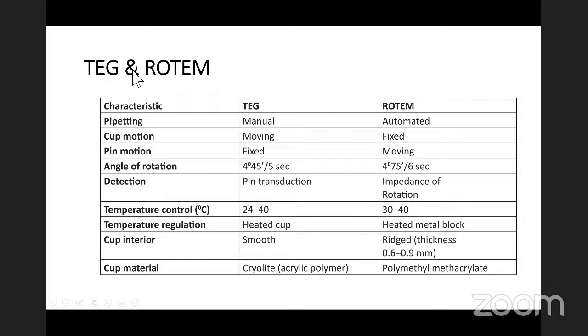These are the differences between TEG and ROTEM, which is rotational thromboelastometry. Here the pipetting is done manually in TEG. In ROTEM, it is automated. The cup motion is moving in TEG, whereas it's fixed in ROTEM. Pin motion is fixed in TEG, whereas it's moving in ROTEM. Angle of rotation is 4 degrees 45 minutes for 5 seconds in TEG, and it's 4 degrees 75 minutes for 6 seconds in ROTEM. Detection is by pin transduction, whereas it's impedance of rotation in ROTEM.